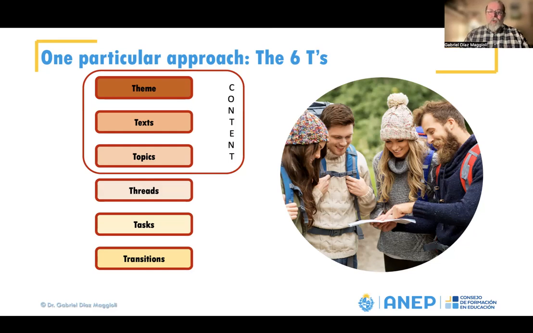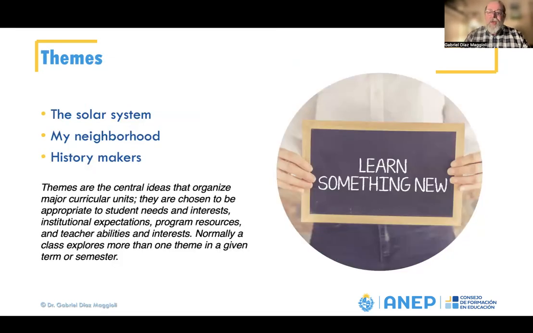How do we go about designing a thematic unit? We're going to do the design in the next video. In this video, we're going to look at the components of a thematic unit, which are the 6 T's. The first T has to do with the themes. A theme is something new that students are learning, and they are doing so in English. Typical themes could be the solar system, my neighborhood, or history makers.